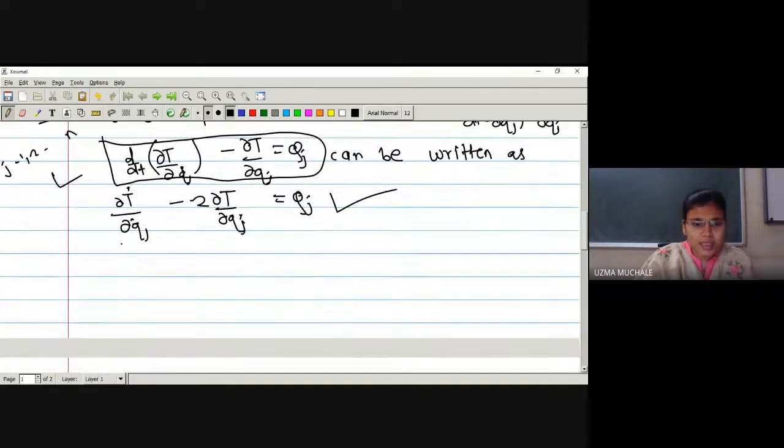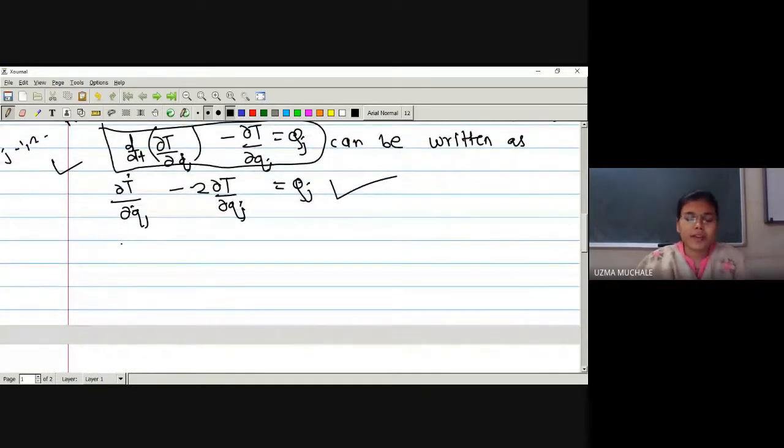In the last example, for different values of j, we have different equations with respect to r and with respect to theta. So how many equations did we solve in the last example? We have two equations, right? So two Lagrange's equations of motion we have solved, one with respect to r and one with respect to theta.